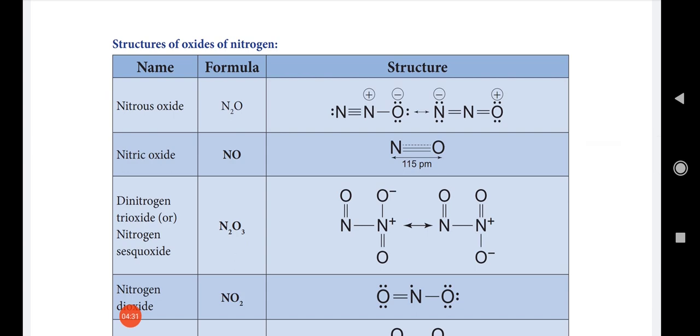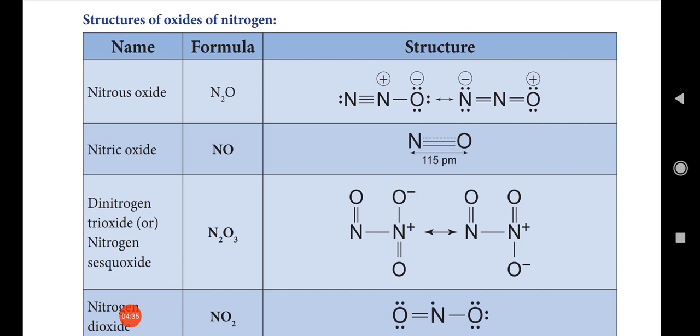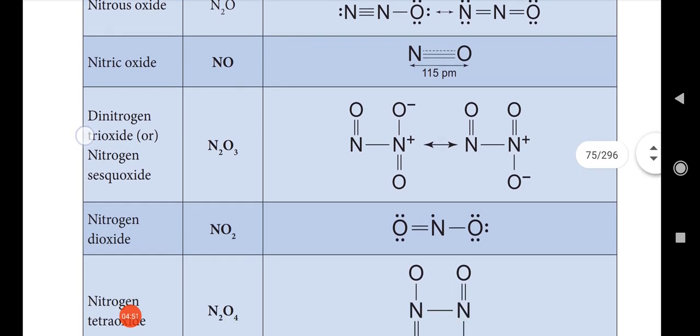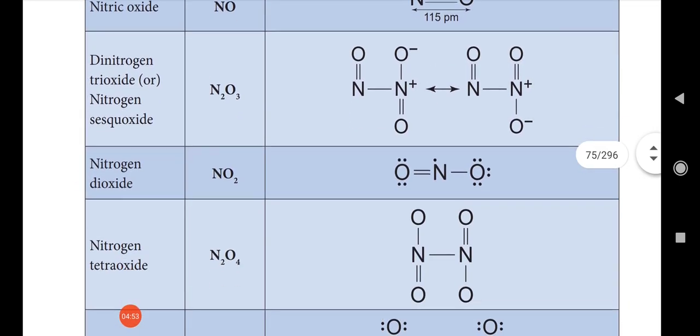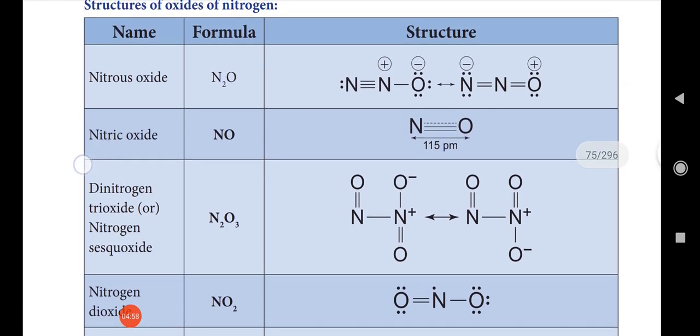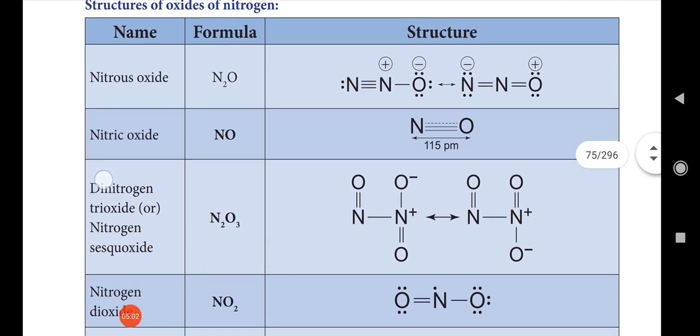Then the structures of oxides of nitrogen. In the above topic, we saw the molecular formula, oxidation state, physical nature and preparation method. Now we are going to discuss the structure of oxides of nitrogen. Most of the structures of nitrogen oxides have resonance structures. Let's see one by one.